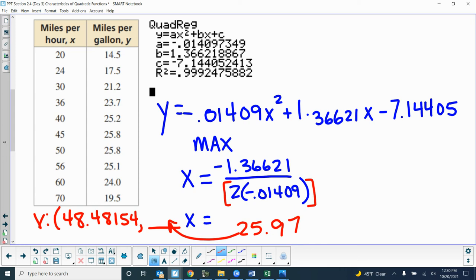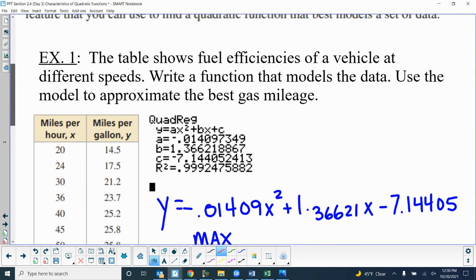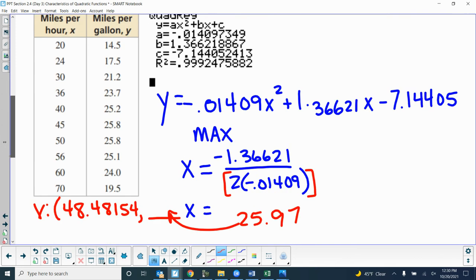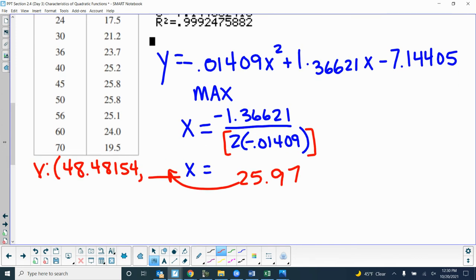Is that the highest compared to all these we just saw? Yeah. So, did we answer it right? Maybe I didn't answer it right. Find the function and use it to find the miles per gallon of the best gas mileage. Okay. So that is our miles per gallon there, right? So if we go 48.5 miles per hour, that's going to be our best gas mileage, which is between 45 and 50. Those were the same. Make sense?